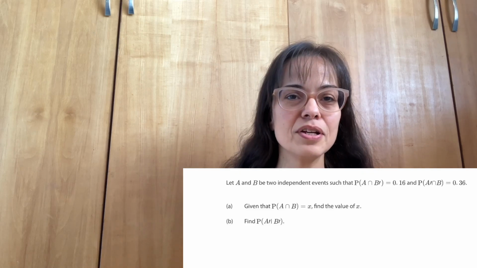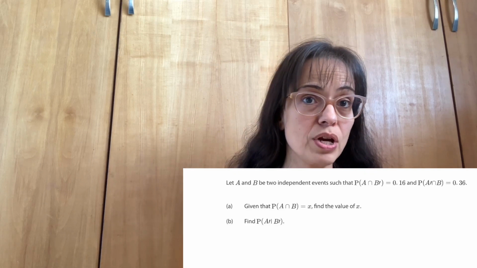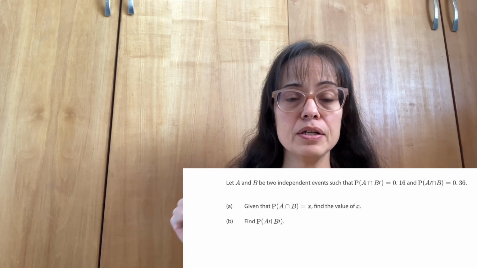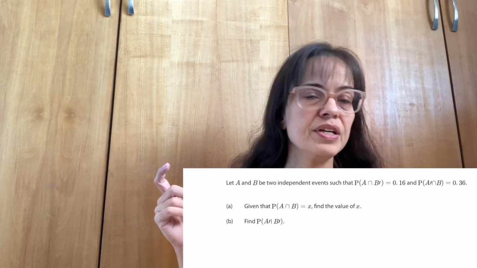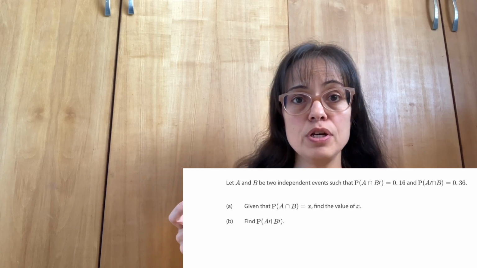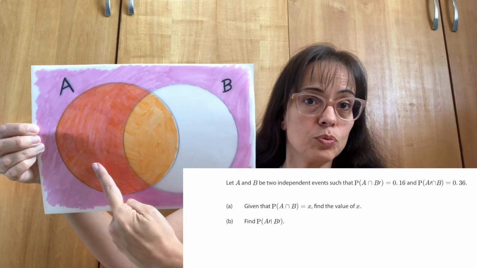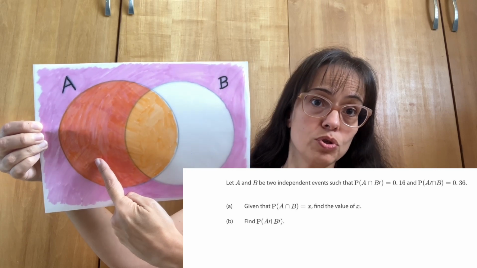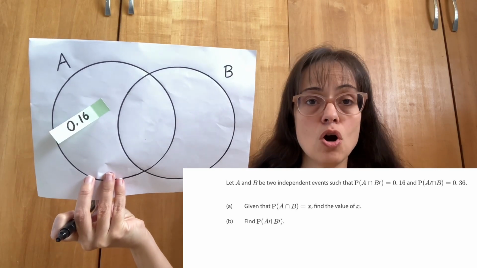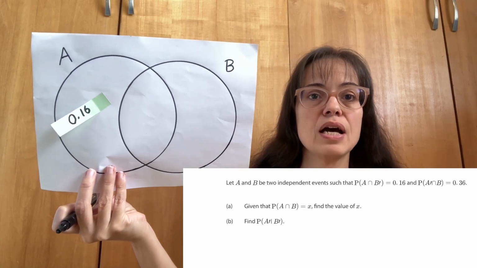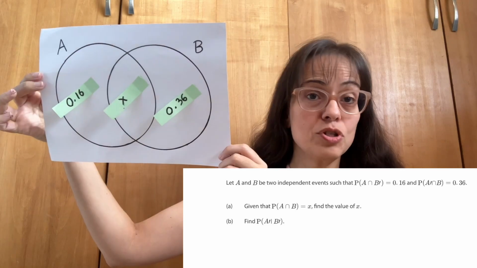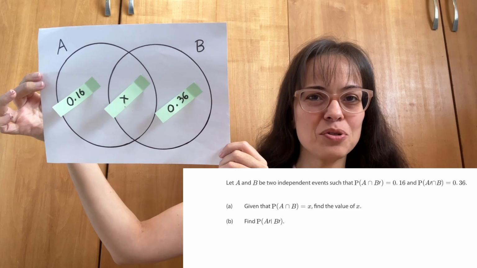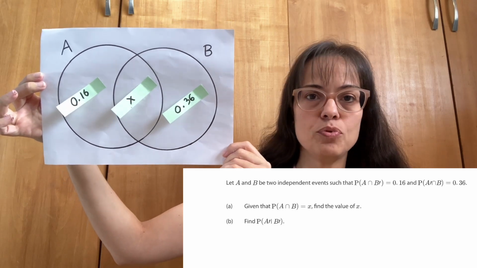Question number 5 is giving me two intersections. That's really good. That's two numbers that are going to go straight into the diagram, but I need to be careful not to mess up which places they are. One of them is A intersection with B complement. So it's that one. That's where the 0.16 goes. And the other one's talking about A complement intersect B, which is outside of A and inside of B. So it's this one. This question is telling me where to put the X, so I didn't have to think of that like I did in the previous question.